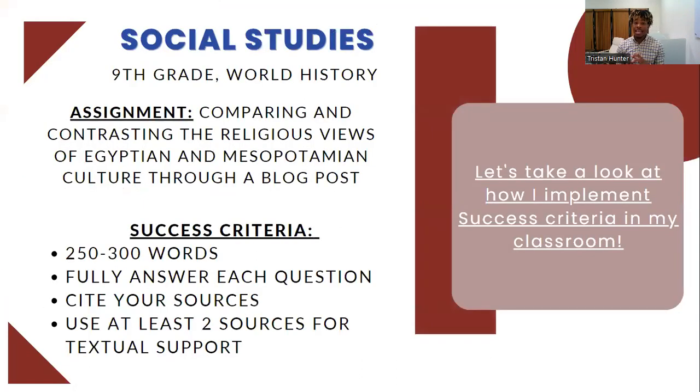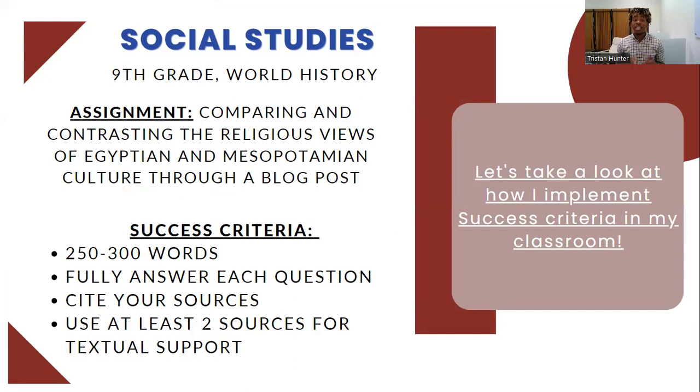All right, I want to slow things down a little bit now because I want to show you all what this looks like in a live context. So we're going to take a look at actually my ninth grade world history class. This is a social studies example. And the assignment that the students were given was they're going to be comparing and contrasting the religious views of Egyptian and Mesopotamian culture through a blog post.